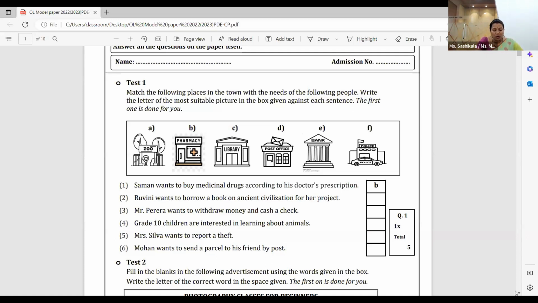Look at the first one: someone wants to buy medical drugs. Medicinal drugs according to a doctor's prescription.